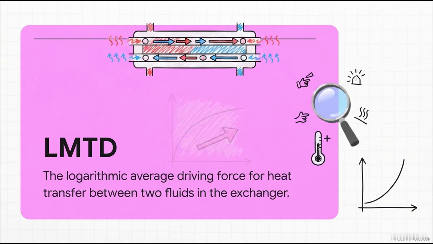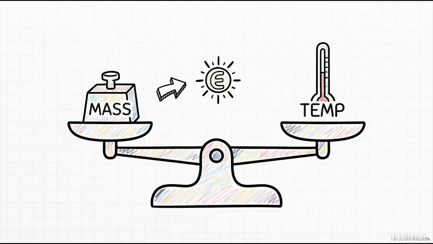Think of it as the thermodynamic pressure, or really the driving force that's physically pushing the heat out of the hot fluid and into the cold fluid. Simply put, the higher the LMTD, the stronger the push. And sitting right alongside LMTD is our core energy equation, heat duty, which is usually represented by the letter Q. This equation tells us exactly how much thermal energy needs to be moved.